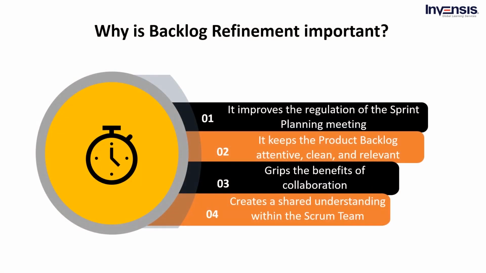Why is backlog refinement important? A few other reasons why backlog refinement is necessary. It improves the regulation of the sprint planning meeting because most questions are already answered. It keeps the product backlog attentive, clean, and relevant, so you won't feel like you're drowning in ever-growing to-do list items. It grips the benefits of collaboration in detailing user stories and defects. It creates a shared understanding within the Scrum team and the stakeholders around it. Refinement usually expends no more than 10% of the capacity of the development team. However, product backlog items can be updated by the product owner or at the product owner's discretion.